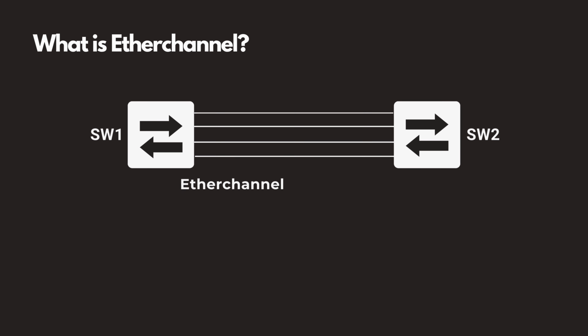EtherChannel is the technology for bundling multiple physical links into one logical channel called port channel. It adds up the bandwidth of the links that are bundled and enables load balancing. Meaning if there are 4 1G links, the bandwidth will be 4G. If in case one link fails, traffic will automatically fail over to other available links.